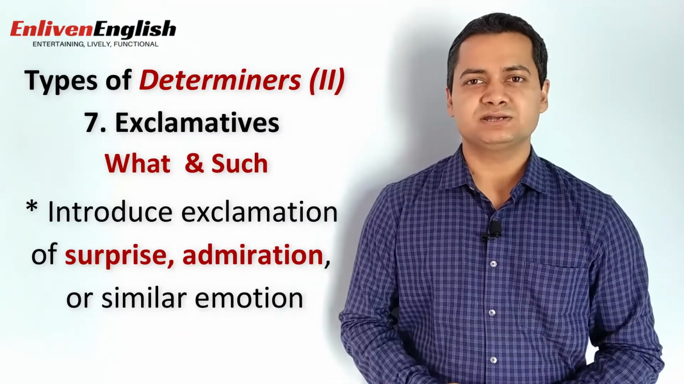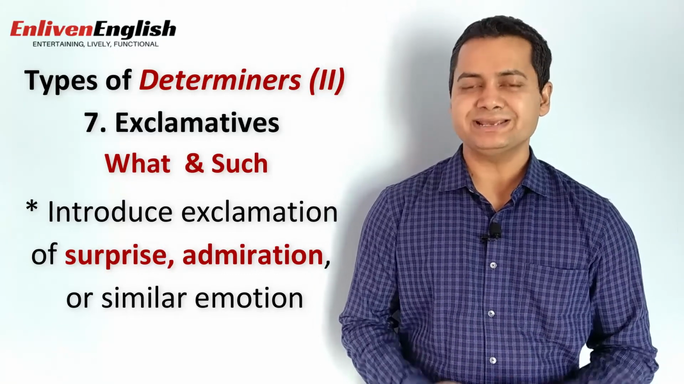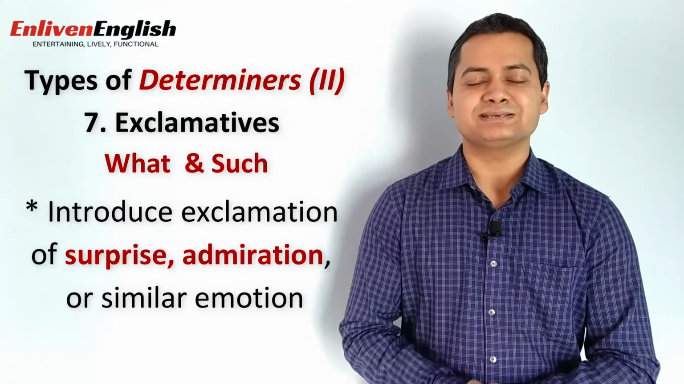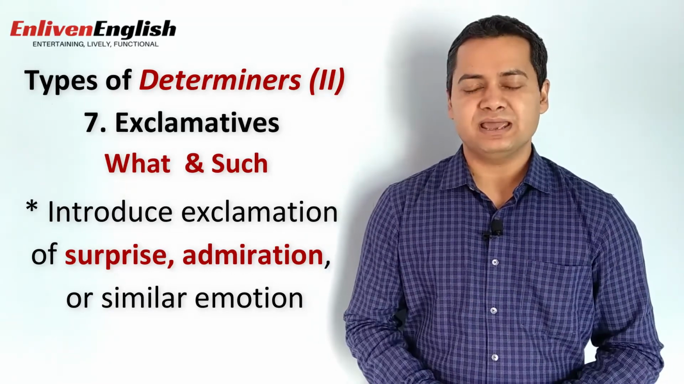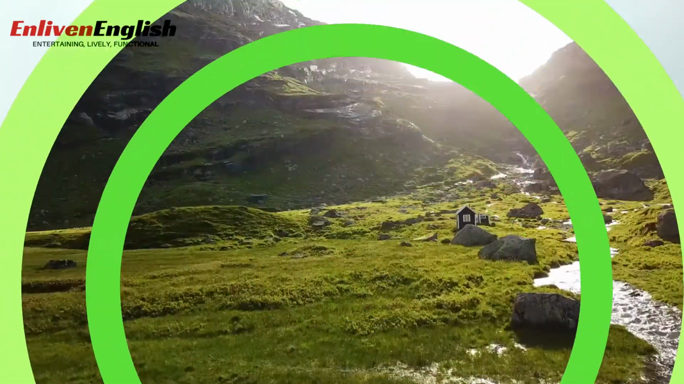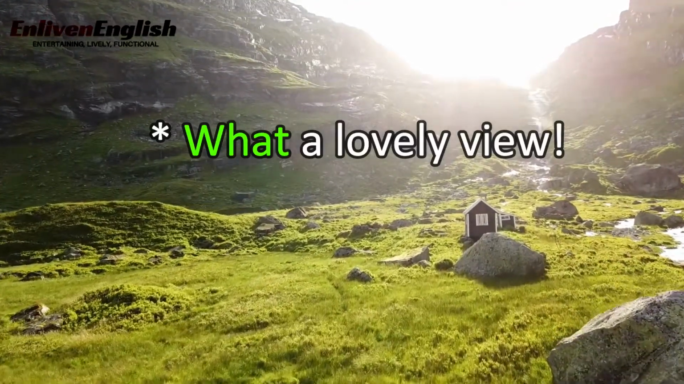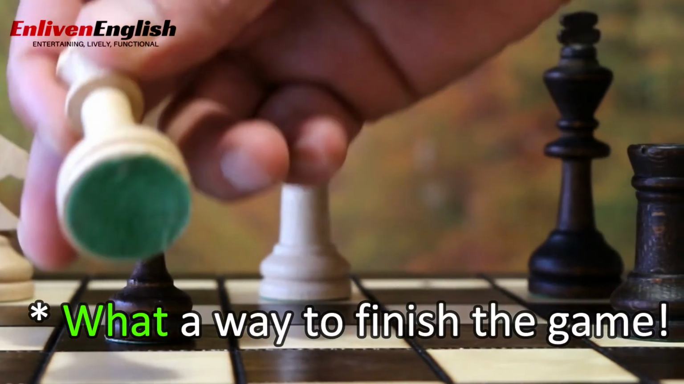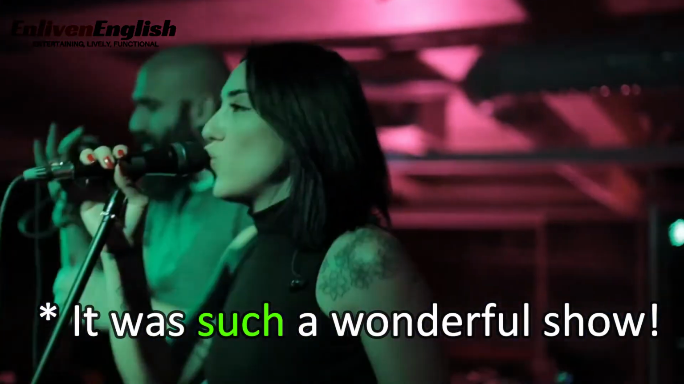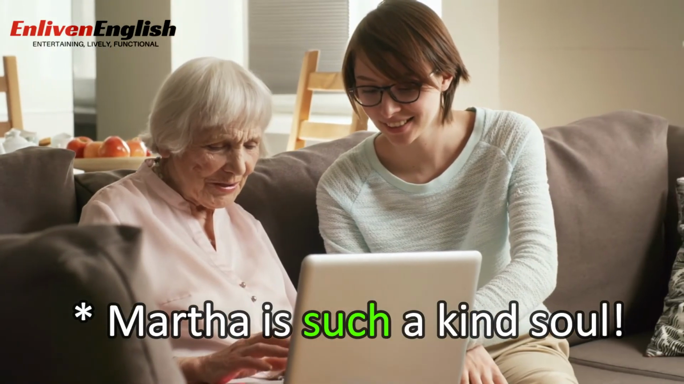What and such are two determiners that introduce an exclamation of surprise, admiration, or similar emotion. These two words emphasize opinions or reactions and are not difficult to understand. Let's see some examples. What a lovely view! What a way to finish the game! It was such a wonderful show. Martha is such a kind soul.